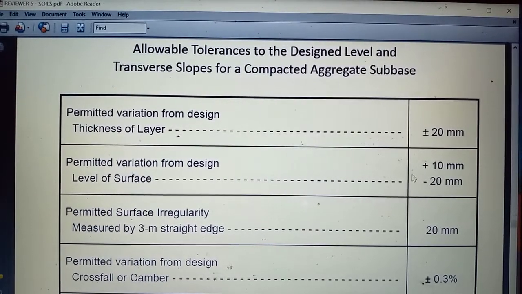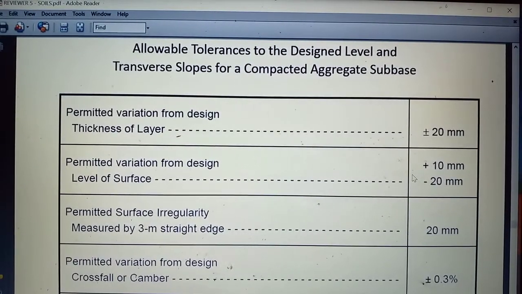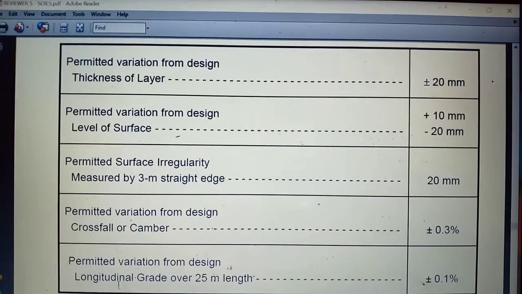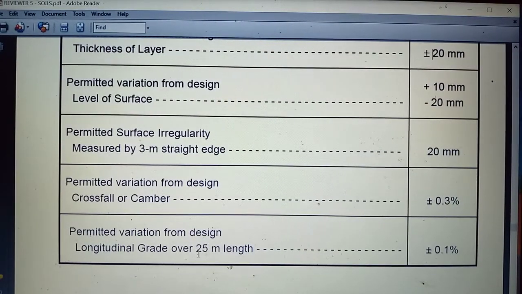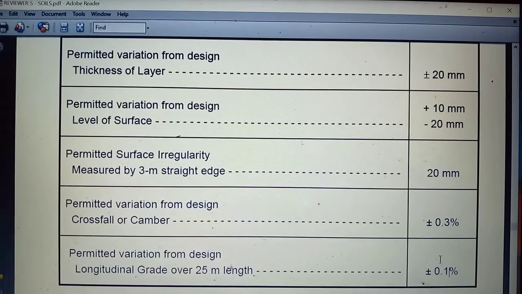DPWH and BRS allow some errors, speaking of design. Okay? So, a deviation of plus or minus 20 is possible, speaking of crossfall or camber. And then, longitudinal grade over 25 mm length. So, you can just read that yourselves. Okay?